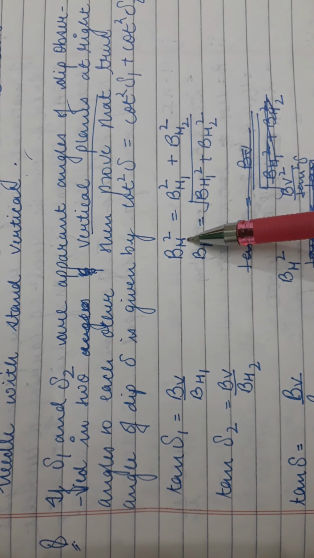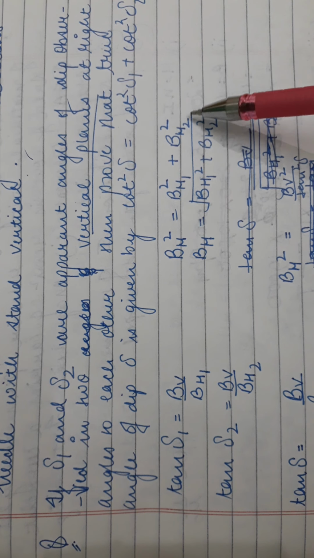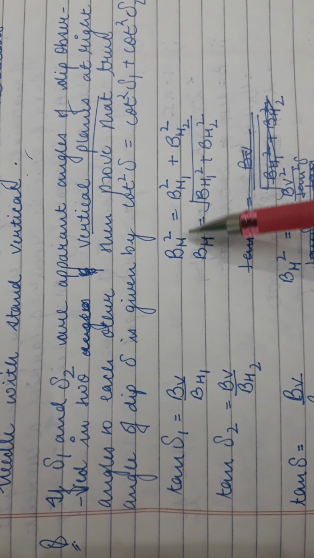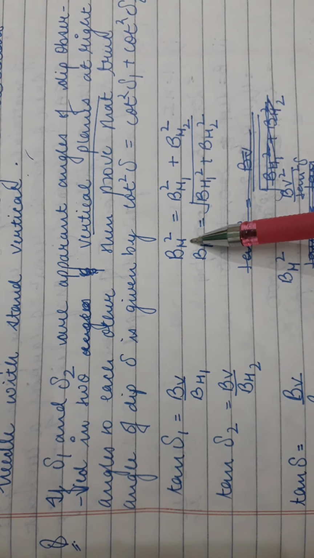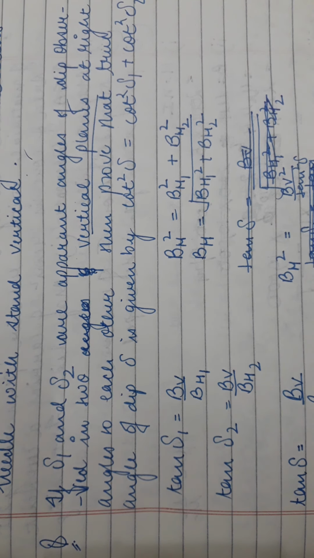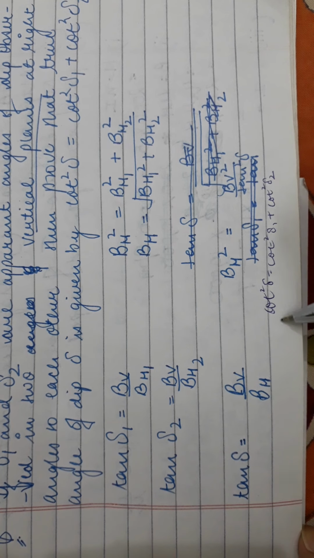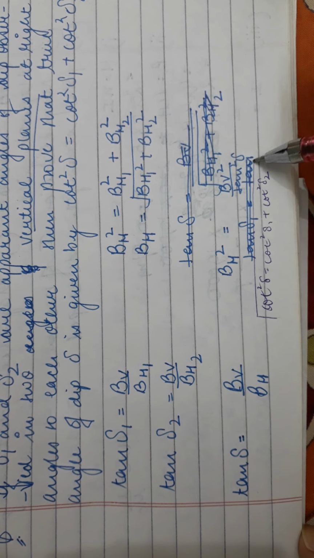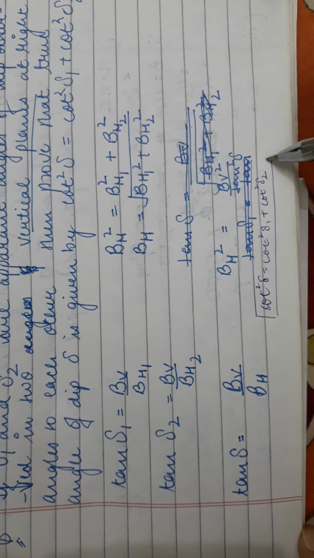We know this relation: BH square is equal to BH1 square plus BH2 square, because these two are perpendicular and their resultant will be given by R is equal to under root A square plus B square. So we can derive this equation using the mathematics, and after simplifying, cot square delta is equal to cot square delta 1 plus cot square delta 2.